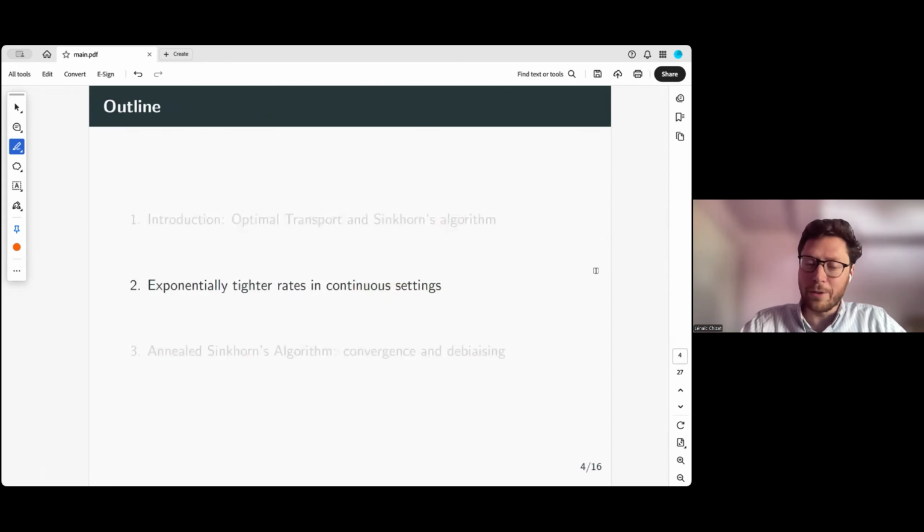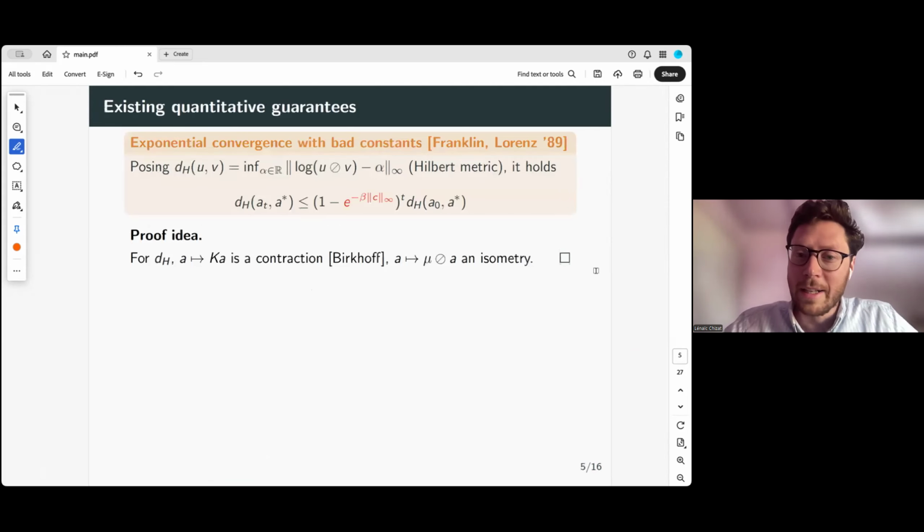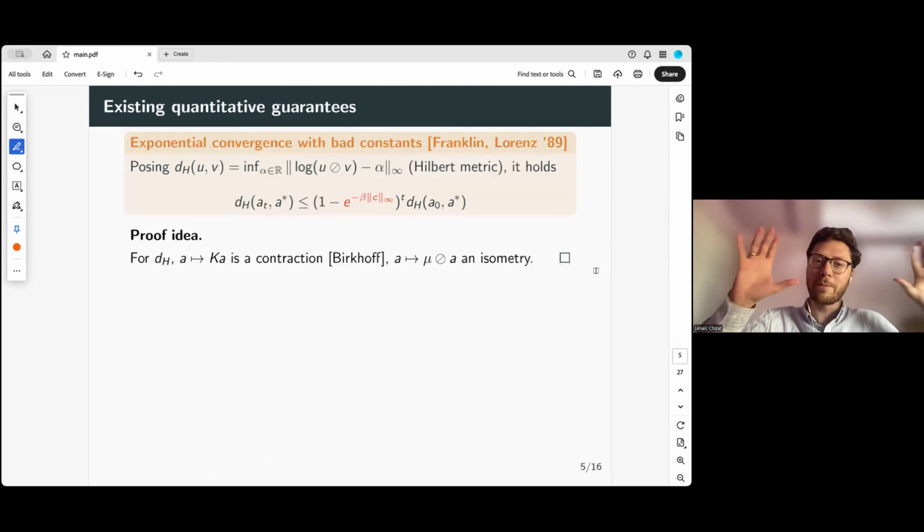So now let us talk about the convergence rates that we can get for this algorithm. Typically, the convergence guarantees that exist can be grouped in two categories. On one hand, you have the exponential convergence guarantees with bad constants. And on the other hand, you'll have the polynomial convergence, but with good constants.